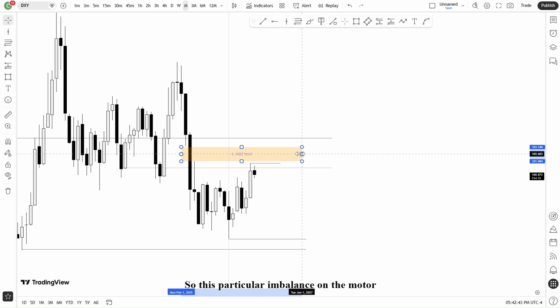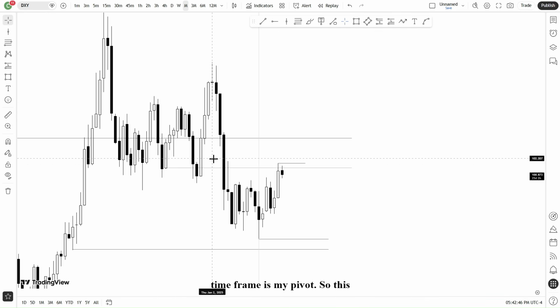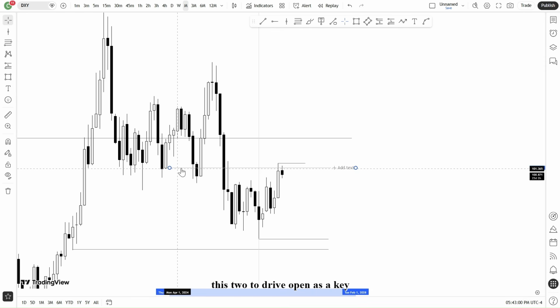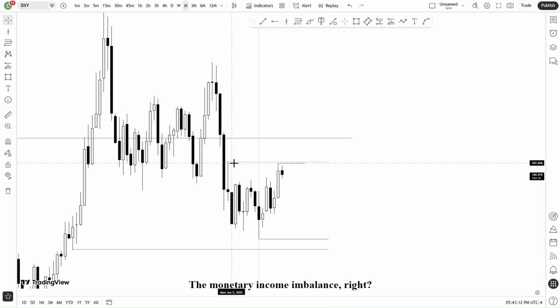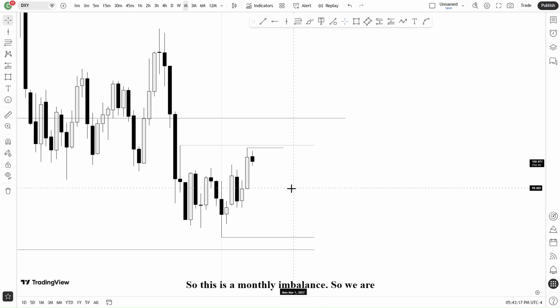So this particular imbalance on the monthly time frame is my pivot. So this is the opening price of the leap year, which is 224 open. Sorry, this is 225 open, but I'm expecting within this 225 open as a key level, or you can call it order block, vice versa. I'm looking at this liquidity pool, which is equivalent to the monthly imbalance, right? So this is the monthly imbalance.